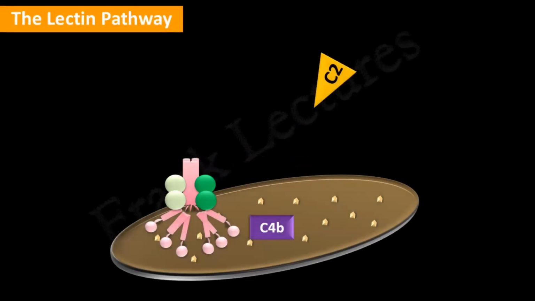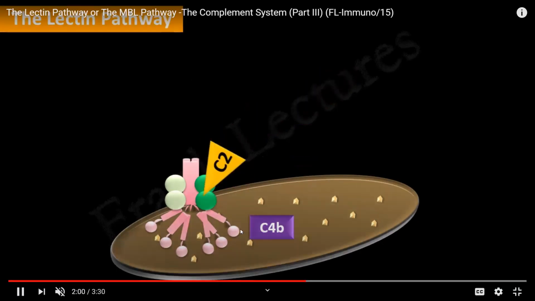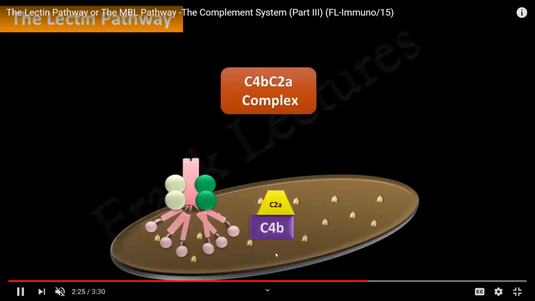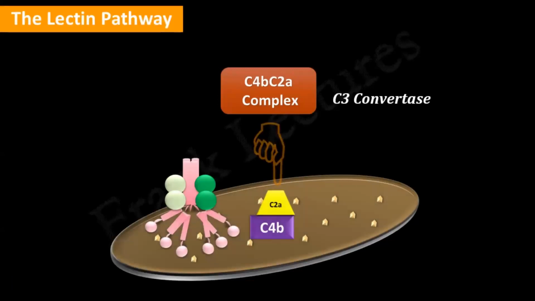Then the next protein, C2, comes forward and tries to bind, and it is again cleaved by MASP2 and forms C2a and C2b. This time C2b is released out because C2b is smaller in size, and C2a binds itself to C4b. Now these two remain attached on the microbial surface. This forms a complex known as the C4b C2a complex. Now what happens to this complex? This complex forms C3 convertase.